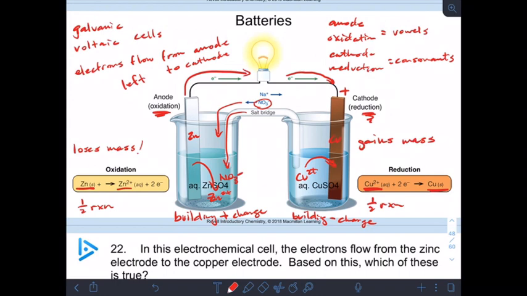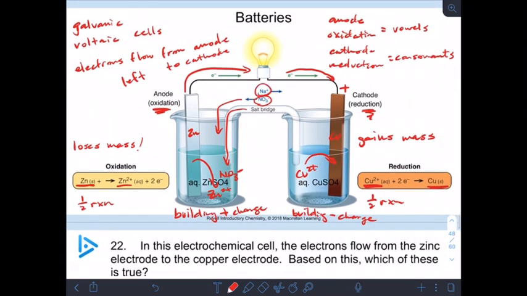Right, because my positive ions are going away. So in order to keep a charge balance, if I'm making more negative charge, I need my sodium ions to come in. Okay, so the salt bridge is there to maintain balance, right?